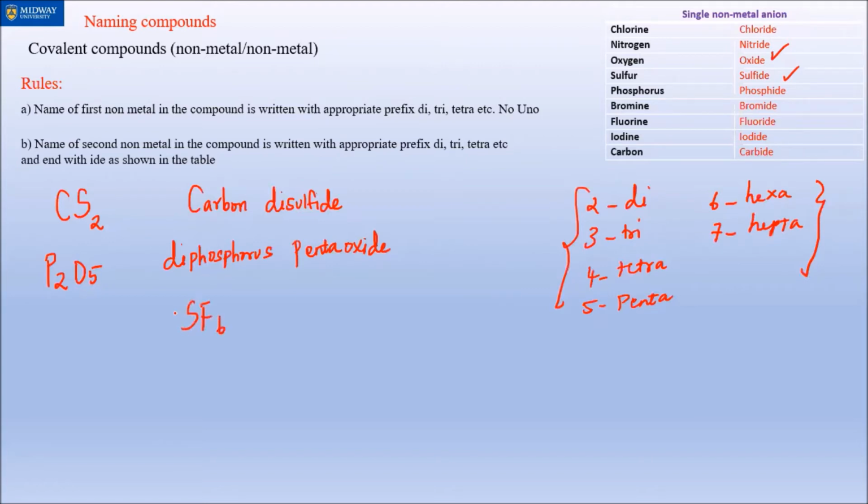SF6. There's nothing for sulfur, so write sulfur. You don't say uno. And then 6 for hexa. And then say fluoride. F is from fluorine, and in a compound, it's called fluoride. So sulfur hexafluoride. Naming covalent compounds is the easiest thing there is, right?